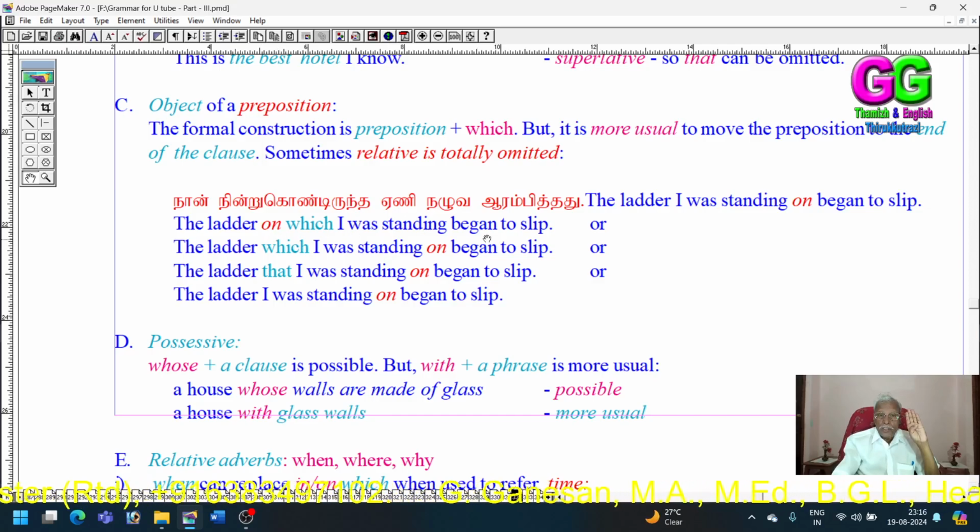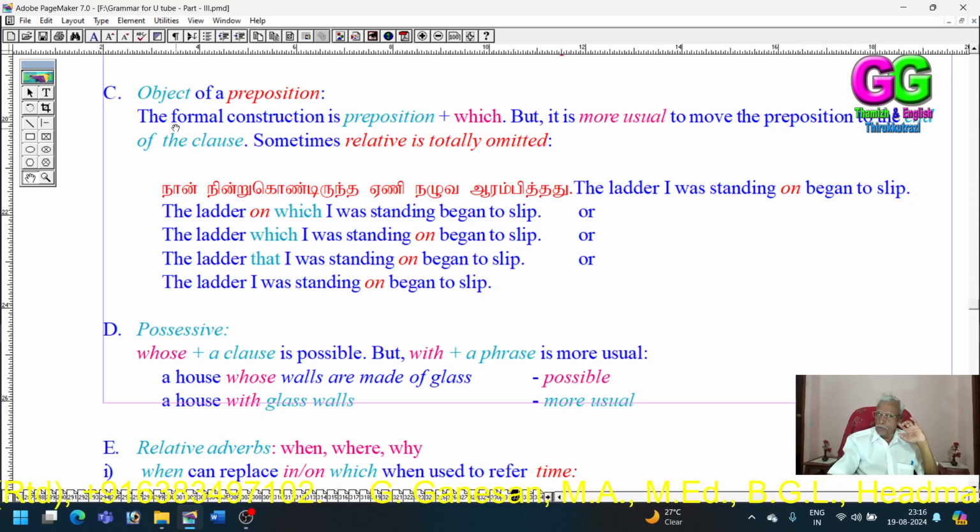The ladder on which I was standing began to slip. The ladder which I was standing on began to slip. So this preposition has been placed at the end of the clause. In the third example, that has been used instead of which. And in the fourth, no relative pronoun has been used. You see, who can frame a sentence either for things or for human beings. In these four kinds of ways, who can frame sentences.